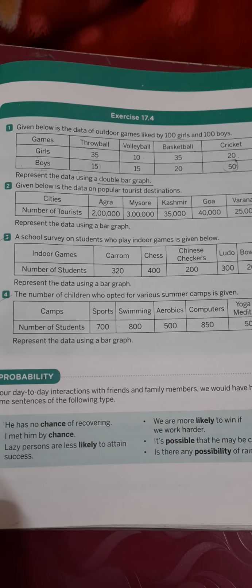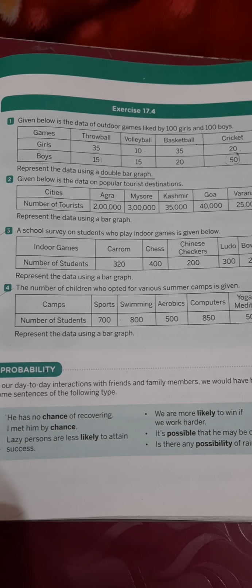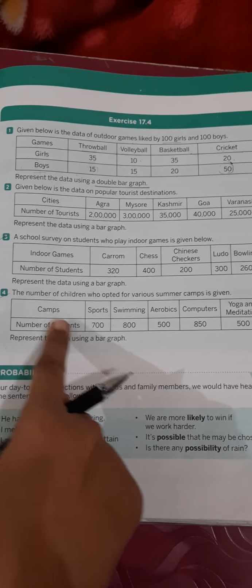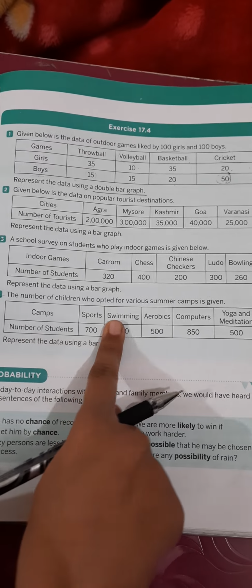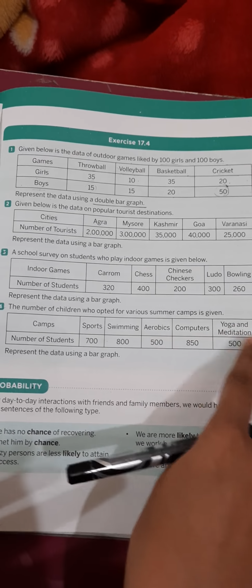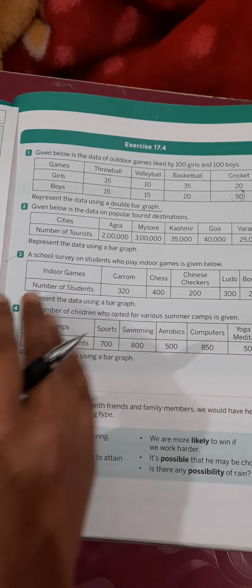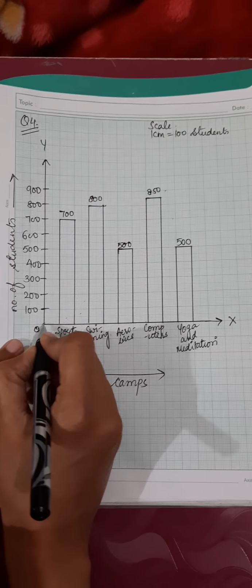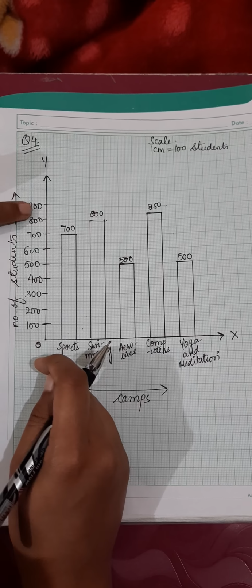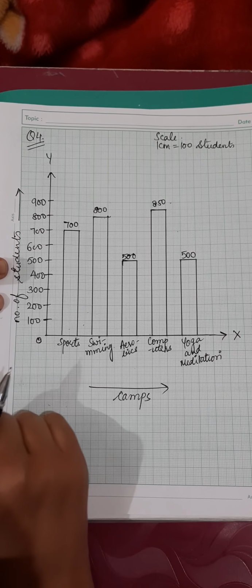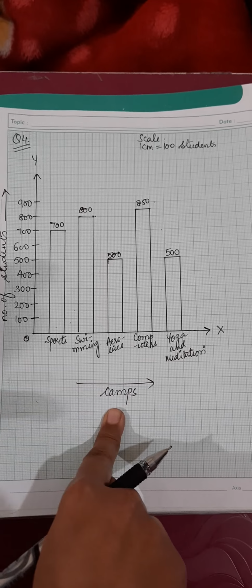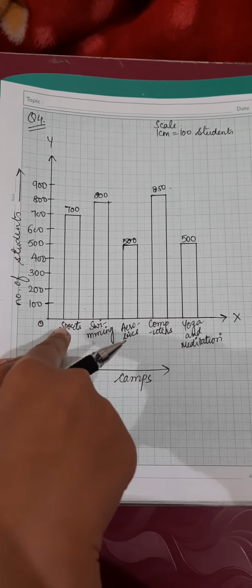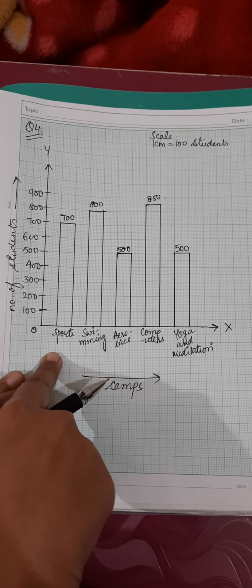Now question number 4: the number of children who opted for various summer camps is given. This is the information given to you according to the number of students who go for these camps: sports, swimming, aerobics, computers, yoga and meditation. You have to draw the bar graph for this and I have done this for you. I have taken the scale, starting here from 0, with a scale of 100. This y-axis is representing the number of students and this x-axis is representing the camps. So you are going to do this question by yourself. I have provided you with the solution of this. Try it by yourself. Thank you.